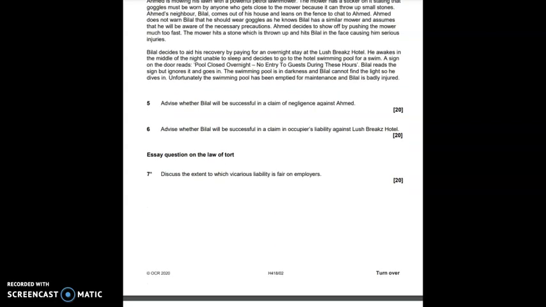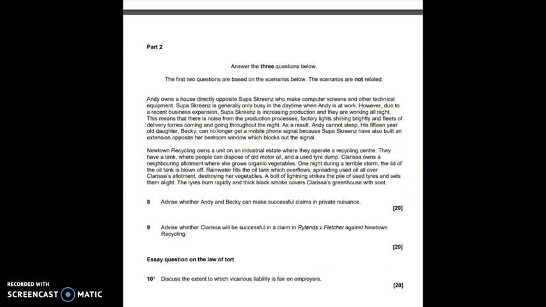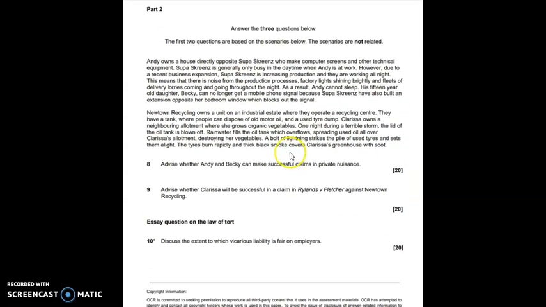So that was part 1. Your alternative, if you didn't fancy the look of that, you could have gone with part 2. And again, part 2, it's the same structure. You would be answering the two little scenarios and the essay question. Notice that the essay question is the same one as on part 1. So you can't escape that essay question. And again, you can look at my vicarious liability videos on that.